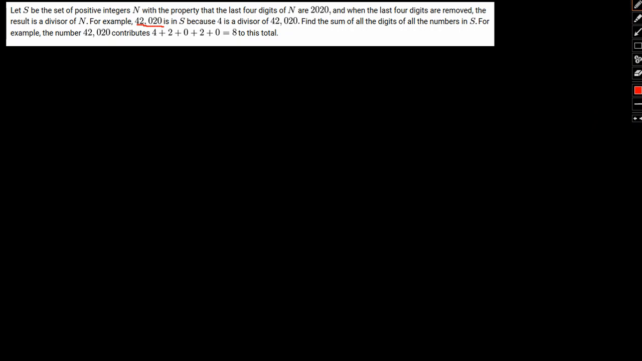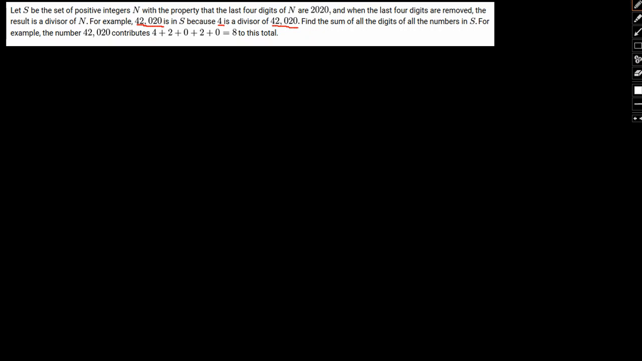For example, 42020 is in S because 4 is a divisor of 42020. If we take out the last four digits, the remaining digit is a divisor of 42020. Now find the sum of all the digits of all the numbers in S. So we need to figure out all the possible values for S and then find the sum of the digits. Let's take a look at how we can approach this kind of problem.